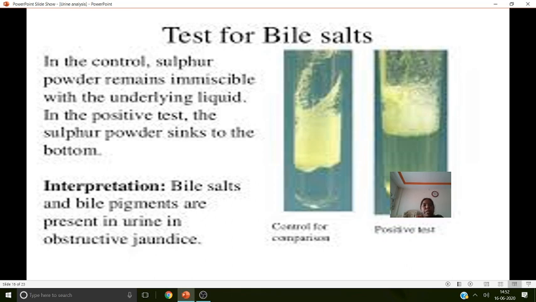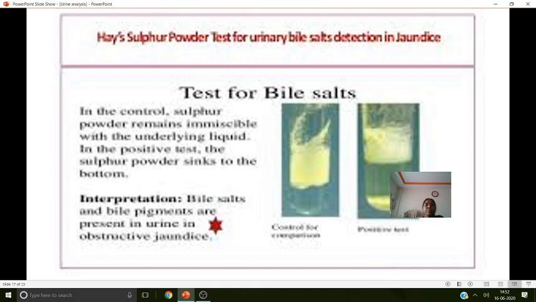Interpretation: bile salts and bile pigments are present in urine in obstructive jaundice. So if bile salts or bile pigments are present in the urine, that is an indication that jaundice is present.